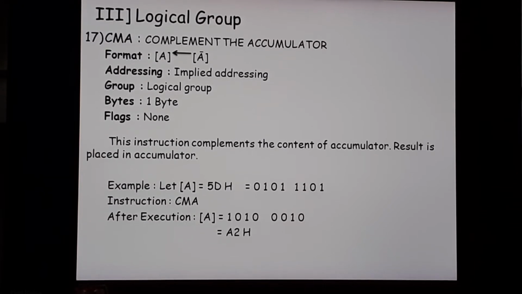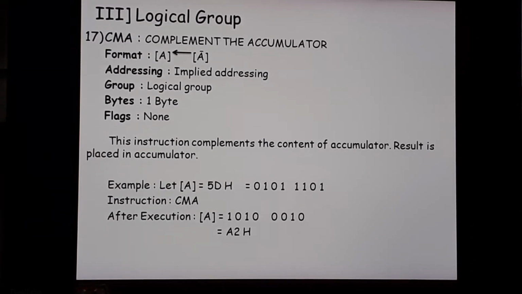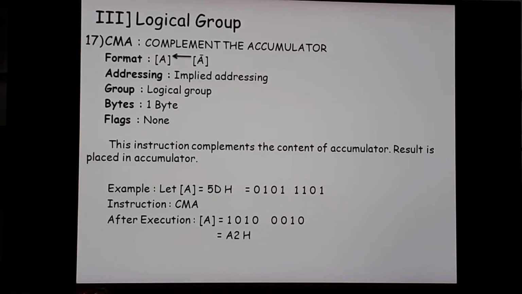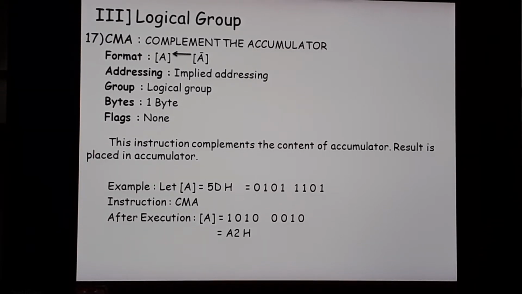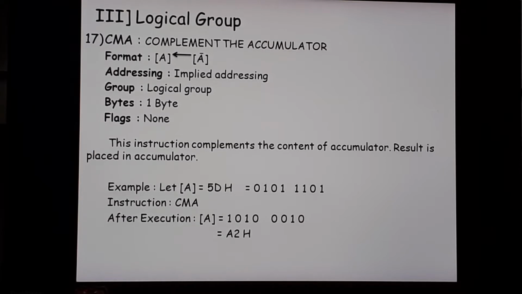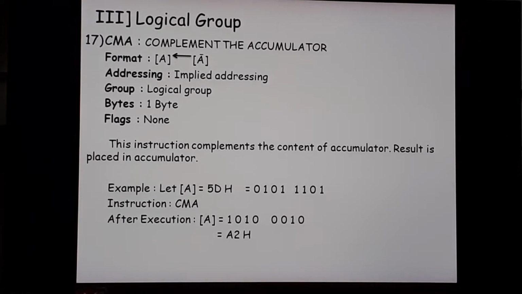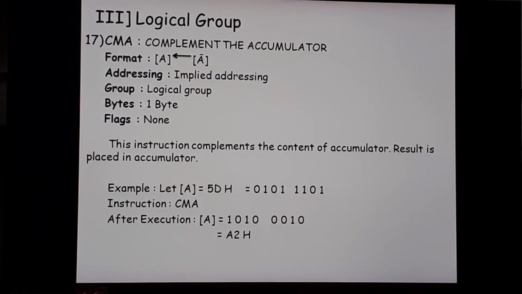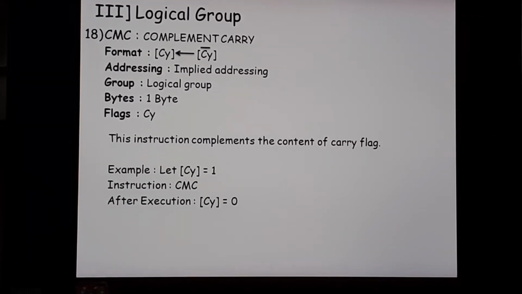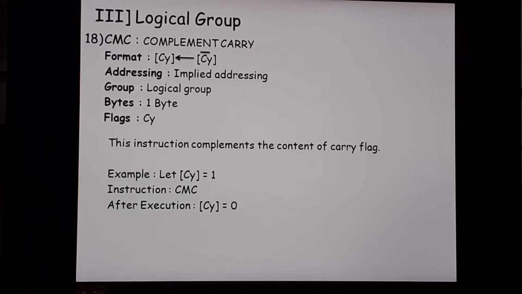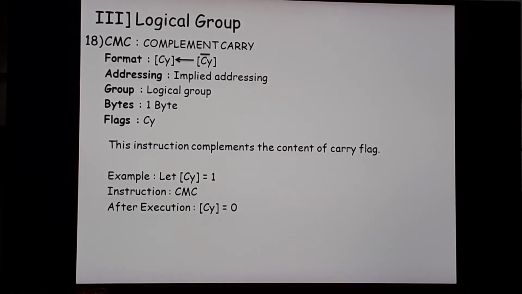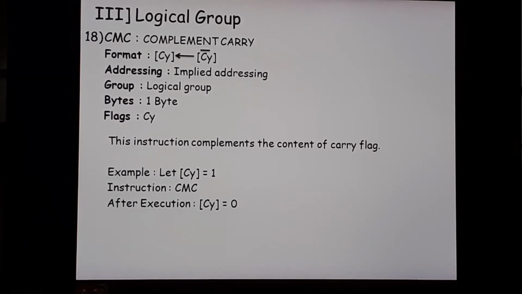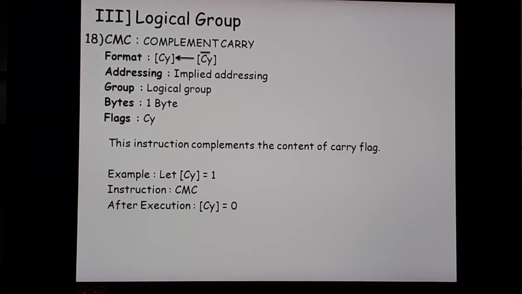So this was CMA, which is very easy. You only need to remember the format and the full form, which is complement accumulator. Many students make a mistake by switching it to the compare instruction. CMP is a different instruction and CMA is different. CMP is compare and CMA is complement accumulator. So let us see the next instruction, which is 18. Today we'll see a total of 3 instructions in this video, and we'll be completing the logical group today.